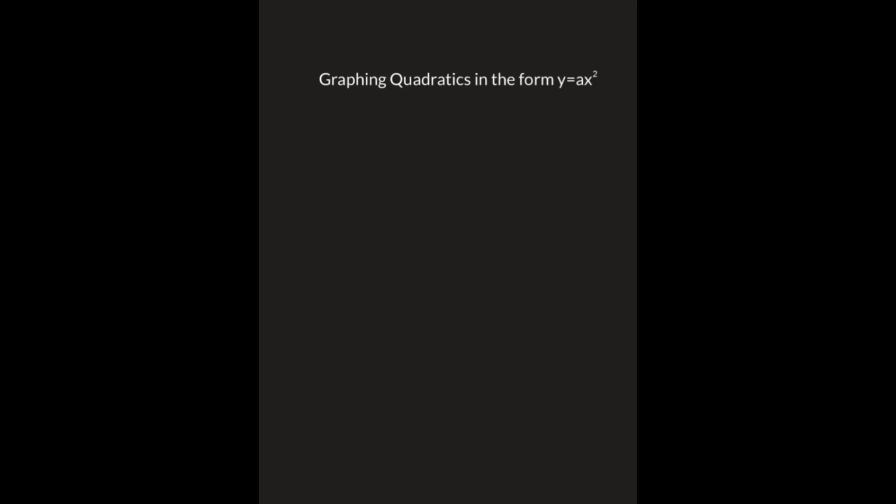Graphing quadratics in the form y is equal to ax squared. When we look at things that are in this format, y is equal to ax squared, one fact is that the vertex is located at (0, 0). That's going to be a very important fact. This is where we start to figure out how to build our table so that we can graph.